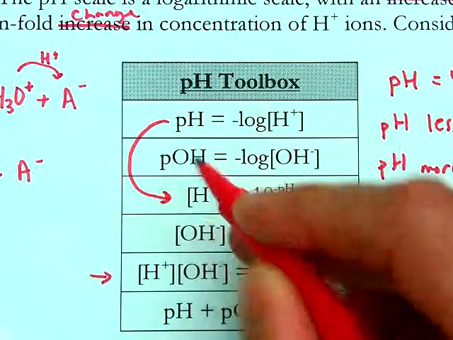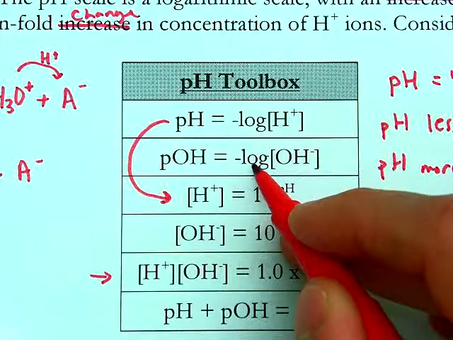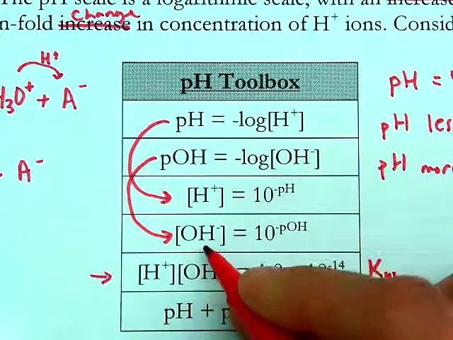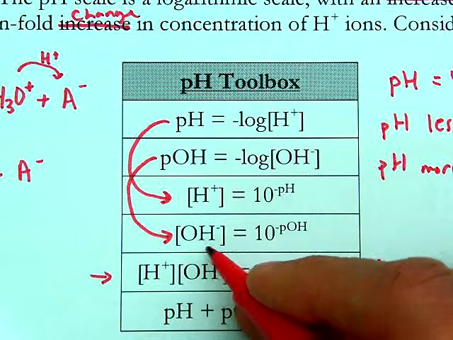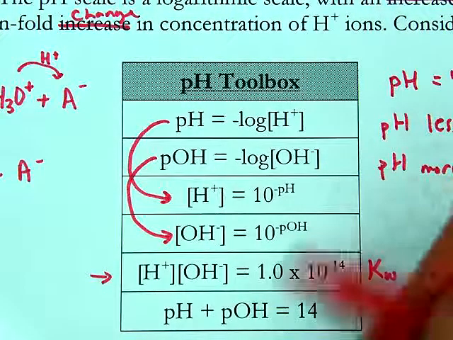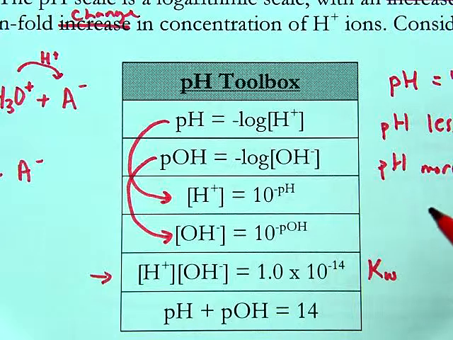The same thing applies to pOH. pOH is the negative log of the concentration of OH, and rearranging that, you get the concentration of OH is 10 to the negative pOH. Understanding these and just practicing going forwards and backwards and all the different combinations and possibilities is the key to being able to do these.